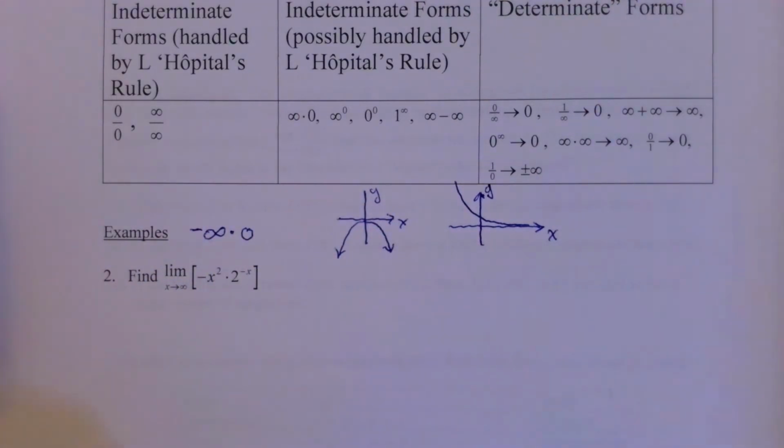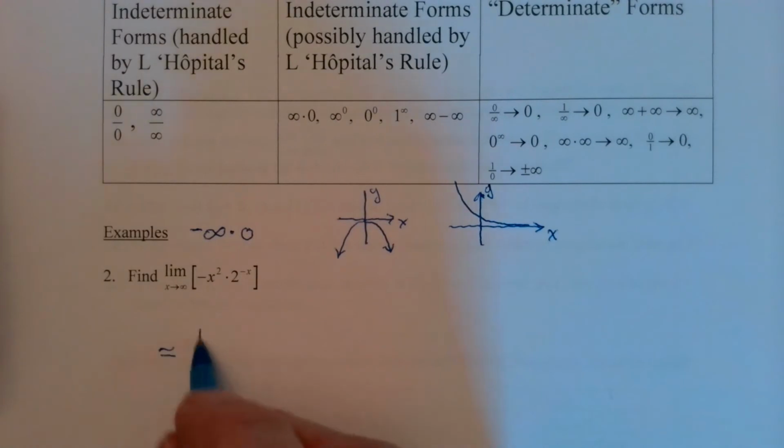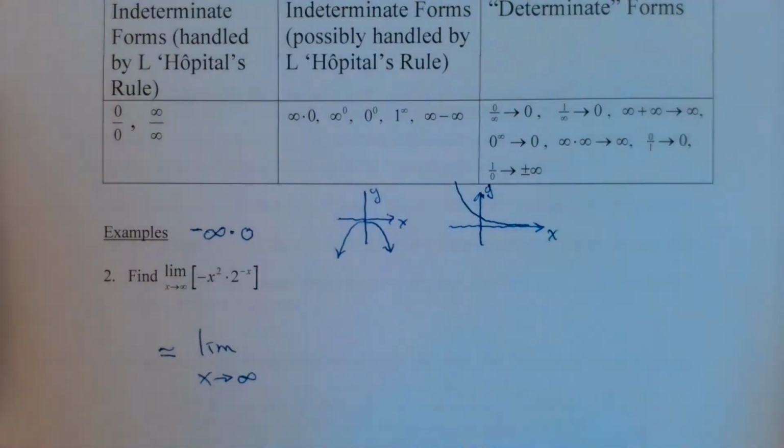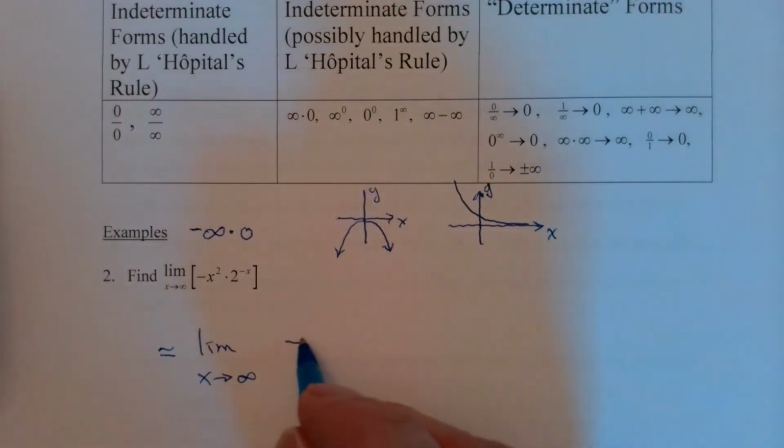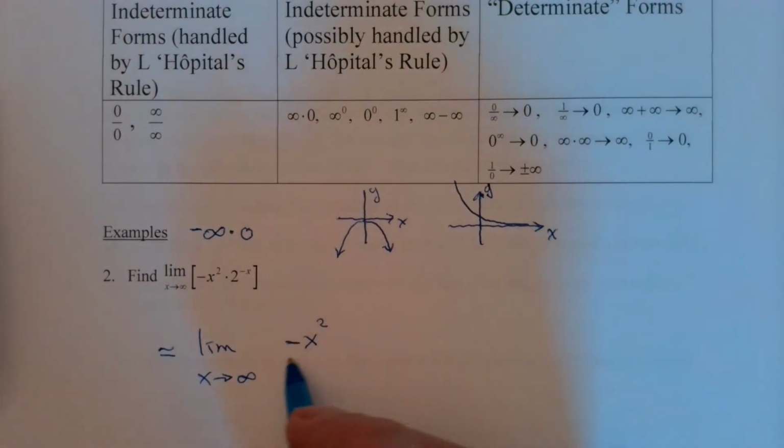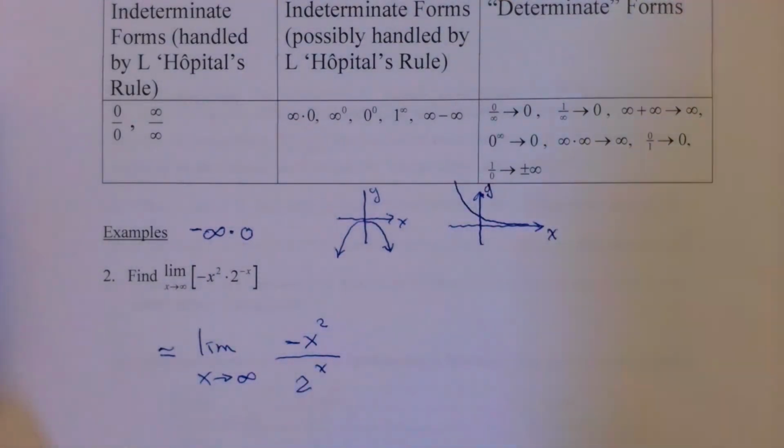But remember, 2 to the negative x is the same thing as 1 over 2 to the x. So probably the best way to tackle this problem is take the limit as x approaches infinity and rewrite this as a ratio that looks like negative x squared over 2 to the positive x, like that.